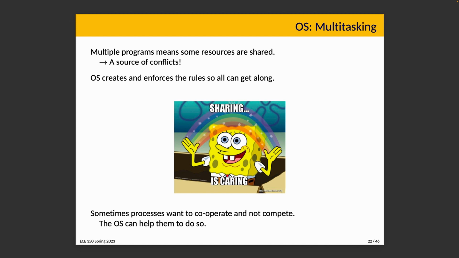And not all interaction is necessarily conflict. Sometimes processes want to cooperate and not compete, and the operating system can help them to do that as well. And we've seen some examples of that, right? We've seen some ways in which we can ask the operating system to allow, say, memory to be shared, which allows programs to cooperate even though they might normally compete.